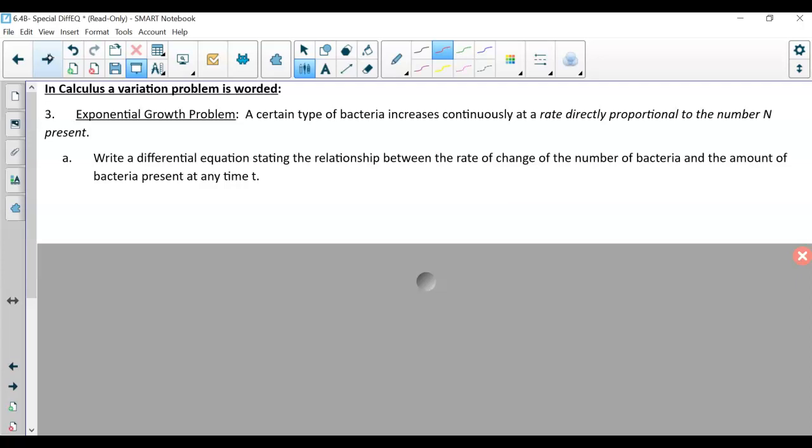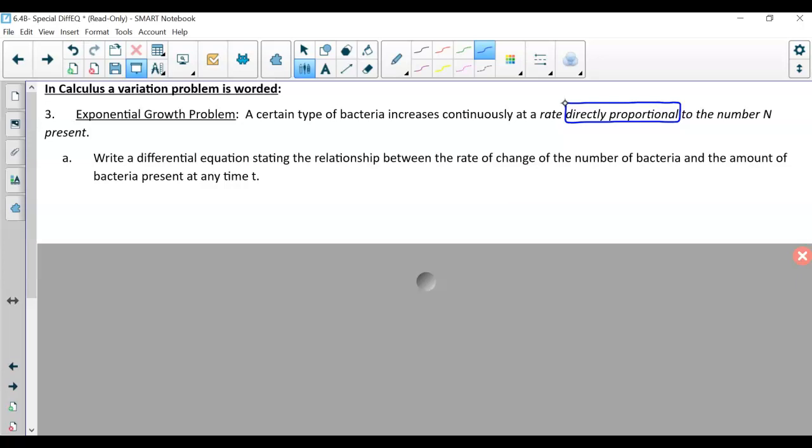And in calculus, a variation problem is worded as follows. This is an exponential growth problem. We will do an exponential decay problem tomorrow, and then we'll do one that's not even growth or decay as much. It's just kind of randomly out there a little bit. Well, it is kind of, but we'll get to it. But a certain type of bacteria increases continuously at a rate directly proportional to the number n present.